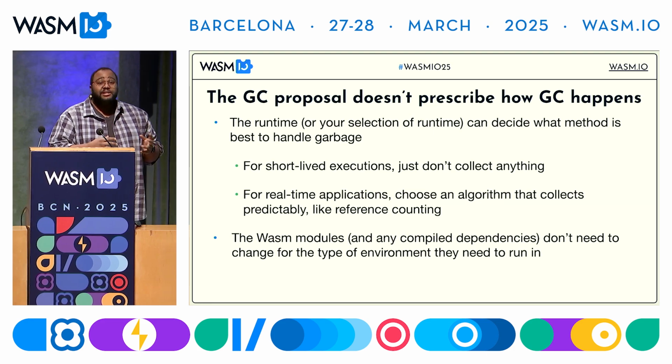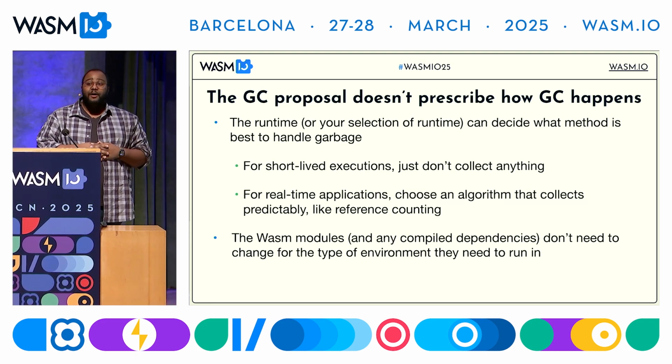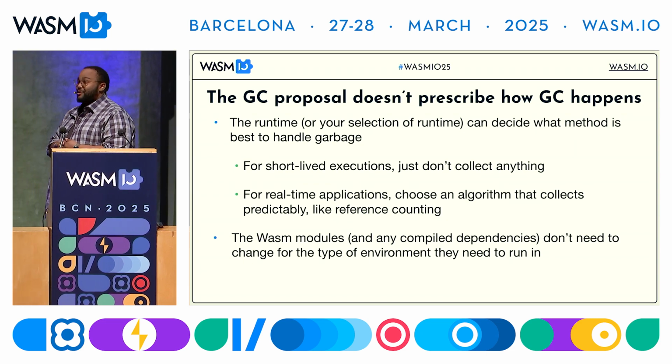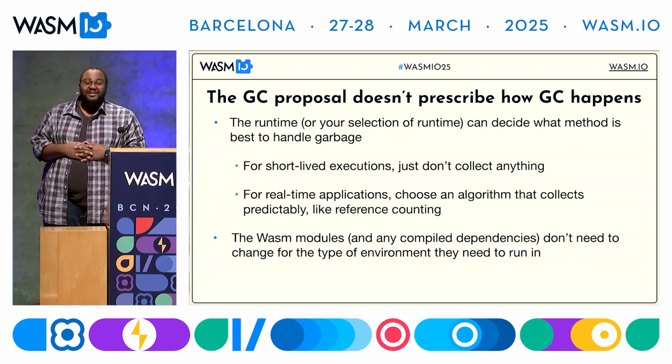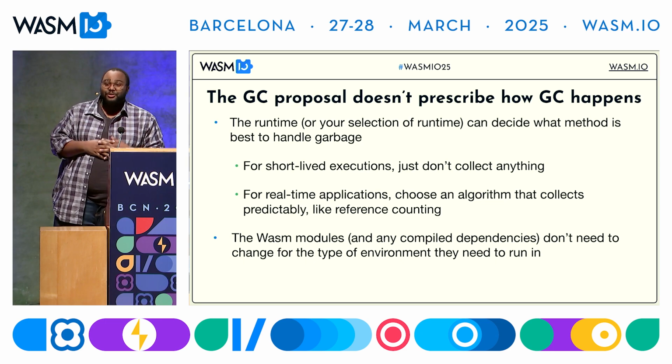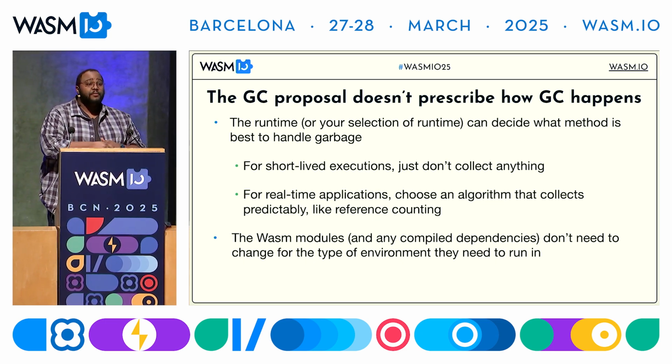So let's say you're running at the edge. Maybe your functions as a service platform. Maybe the best GC algorithm for you is don't bother GC at all. My favorite GC algorithm is just exit. Just let the program finish and throw it all away. Super happy.